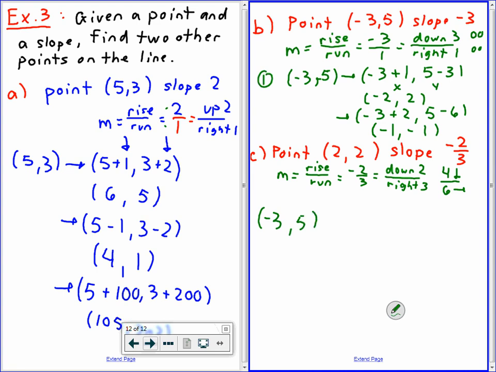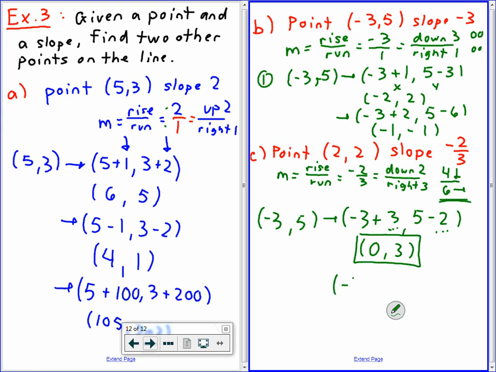So I'm going down 2, right 3. My x values are going to be right 3, so it's going to be -3 plus 3 and 5 minus 2. Again, the right 3 is this one, the down 2 is this one. So it's going to be 0, comma 3. Another one could be, I'm just going to use these guys over here, so I'm going to say -3 plus 6 and 5 minus 4, which is going to be, I can't do that in my head, 3, comma 1.